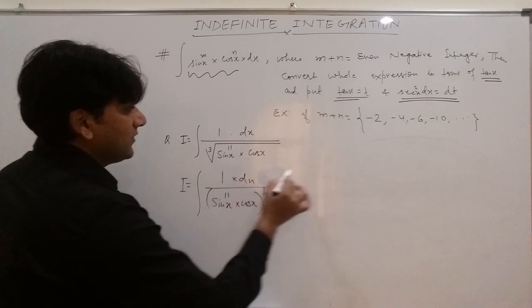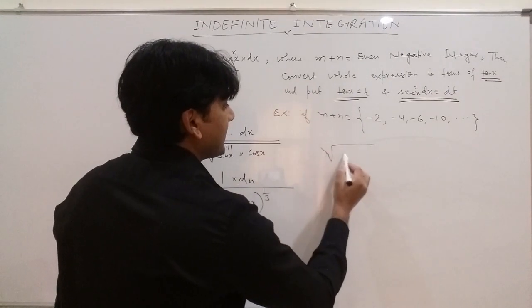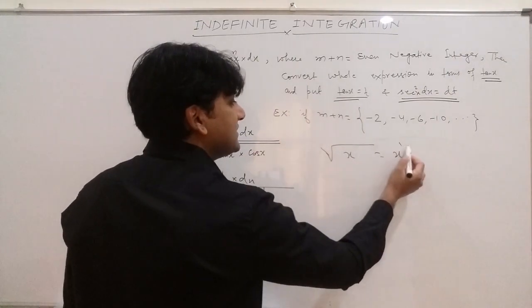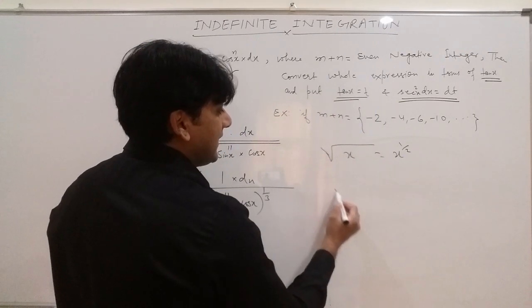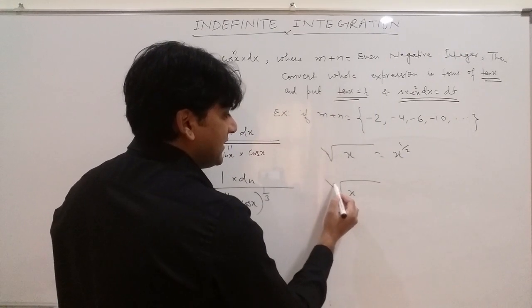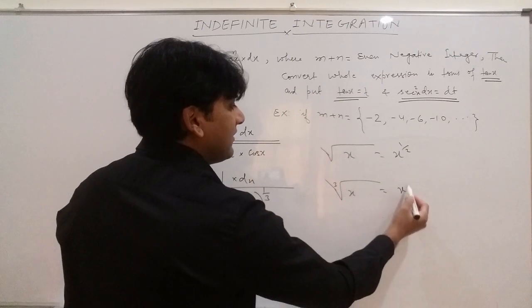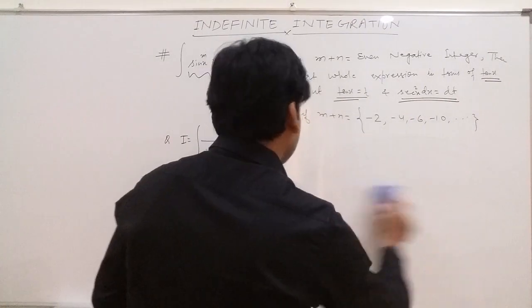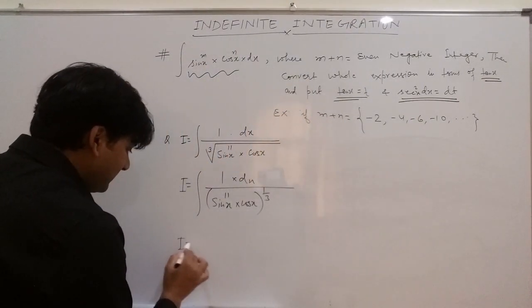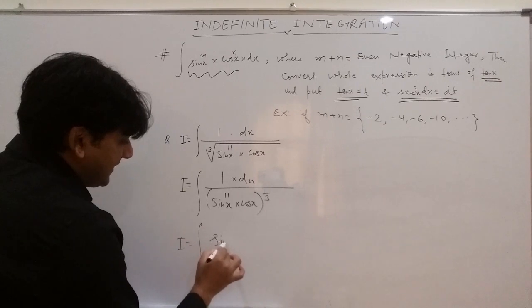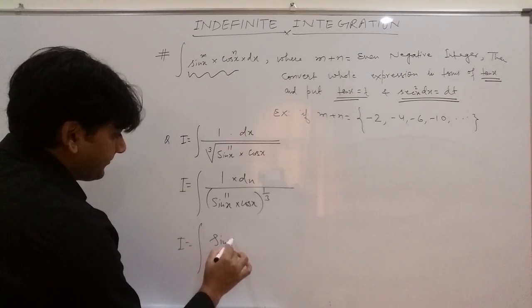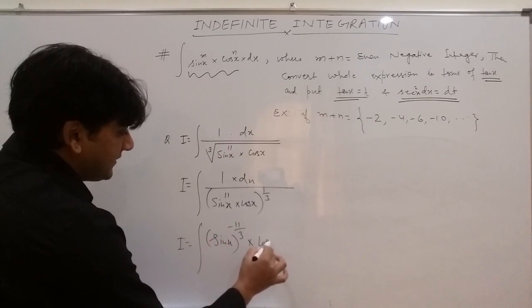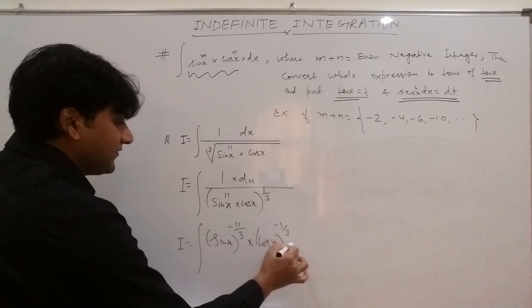We know this result: root x, if nothing is written, means 2 is hidden, so we can write x raised to 1 over 2. And if it is a cube root or fourth root, then we write x raised to 1 over 3 or 1 over 4. So it is based on that. Now we can write it as sin x raised to minus 11 over 3 times cos x raised to minus 1 over 3 dx.